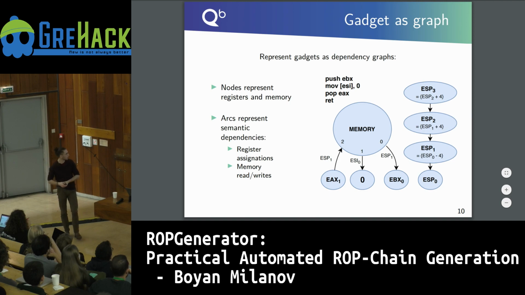And then ESP1 will be the value of ESP after the push, ESP2 after the pop, and ESP3 after the return. The dependency arcs in the graph represent a dependency between registers. So if you assign register 2 to register 1, you will have a dependency arc from register 1 to register 2. And this will help us compute the semantics of the gadgets. Also, I didn't mention it, but you have one single node that represents memory, and arcs with labels. They are the memory addresses where you write and read from memory.